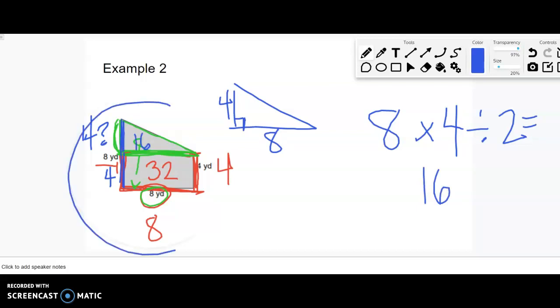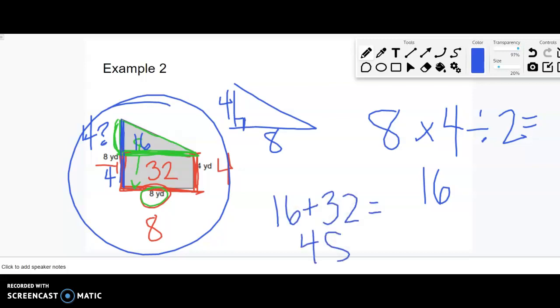Now, how do I find the area of the whole shape? I add those pieces together. 16 plus 32 equals 48. And it's yards, so it's yards squared or square yards.